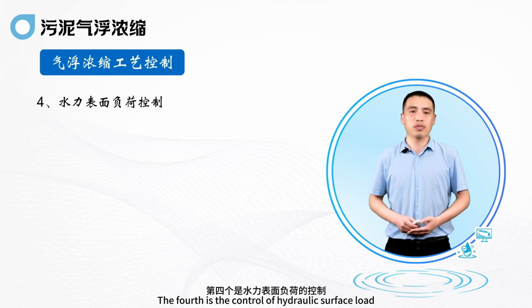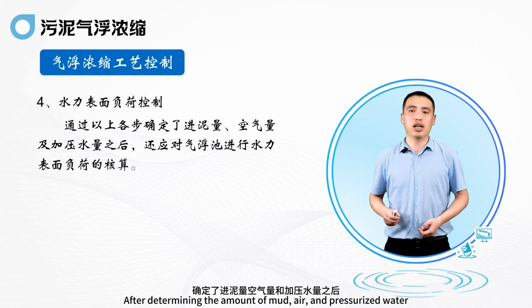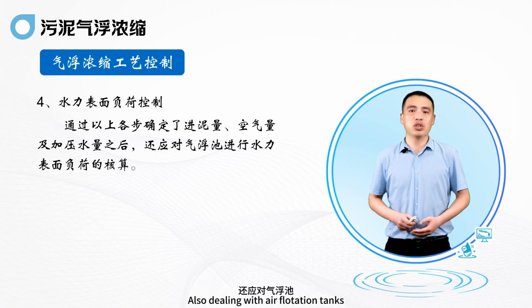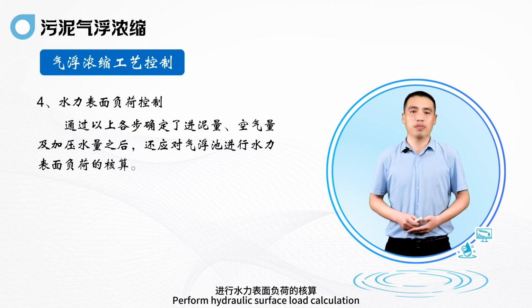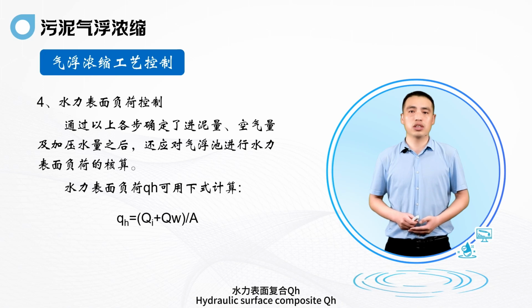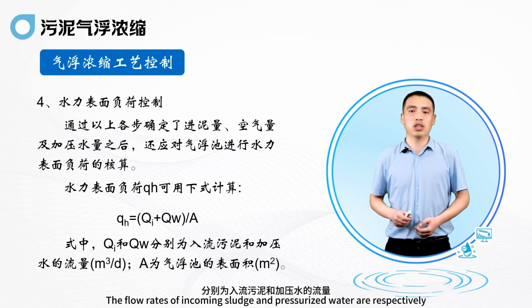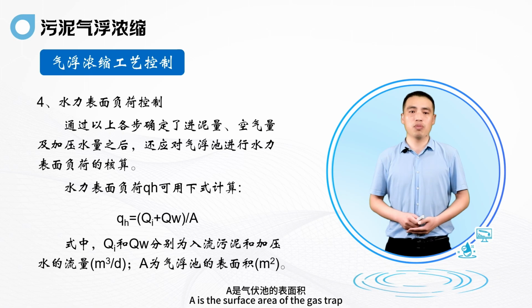The fourth is the control of hydraulic surface load. After determining the amount of mud, air, and pressurized water, we also perform a hydraulic surface load calculation for the air flotation tank. The hydraulic surface load QH can be calculated using the following formula: QH equals (Q plus QW) divided by A. In the equation, Q and QW are the flow rates of incoming sludge and pressurized water respectively, and A is the surface area of the air flotation tank.